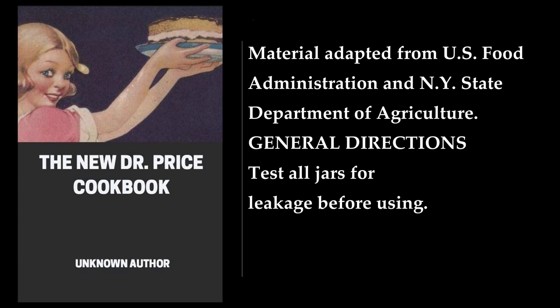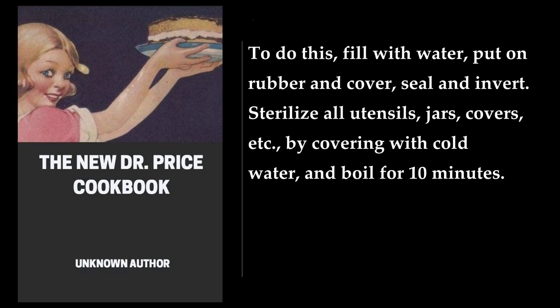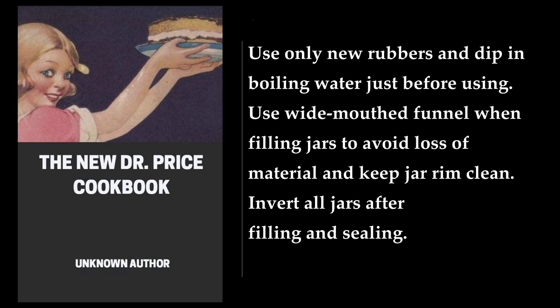General directions. Test all jars for leakage before using. To do this, fill with water, put on rubber and cover, seal and invert. Sterilize all utensils, jars, covers, etc., by covering with cold water, and boil for 10 minutes. Use only new rubbers and dip in boiling water just before using. Use wide-mouthed funnel when filling jars to avoid loss of material and keep jar rim clean. Invert all jars after filling and sealing.